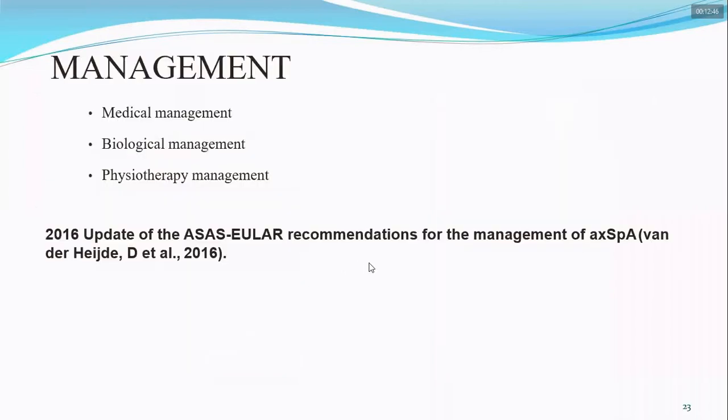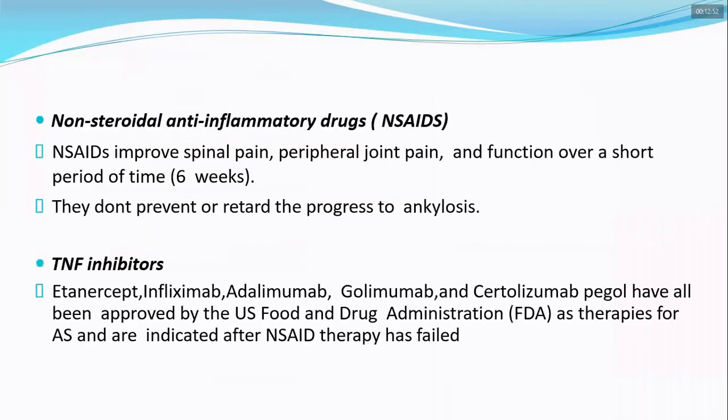Now coming to the management part, which consists of medical, biological, and physiotherapy management. Medical management: the first line of treatment is non-steroidal anti-inflammatory drugs, NSAIDs. This improves spinal pain, peripheral joint pain, and function over a short period of time. Basically, these don't prevent or retard the progress to bony fusion, but they will relieve the symptoms.